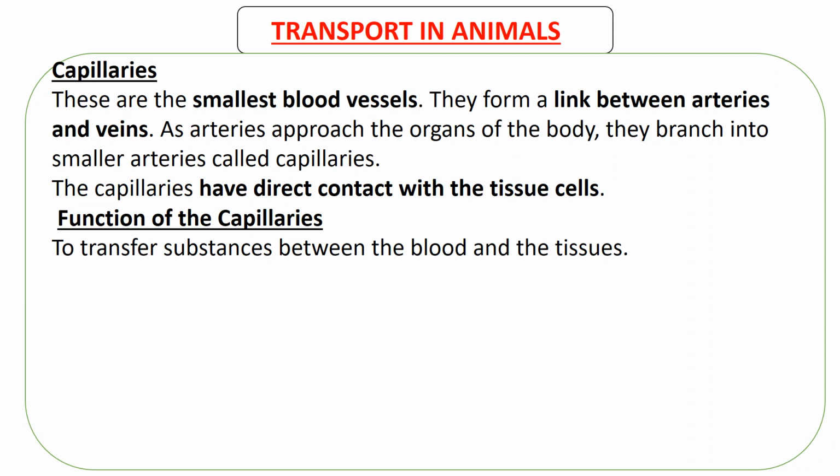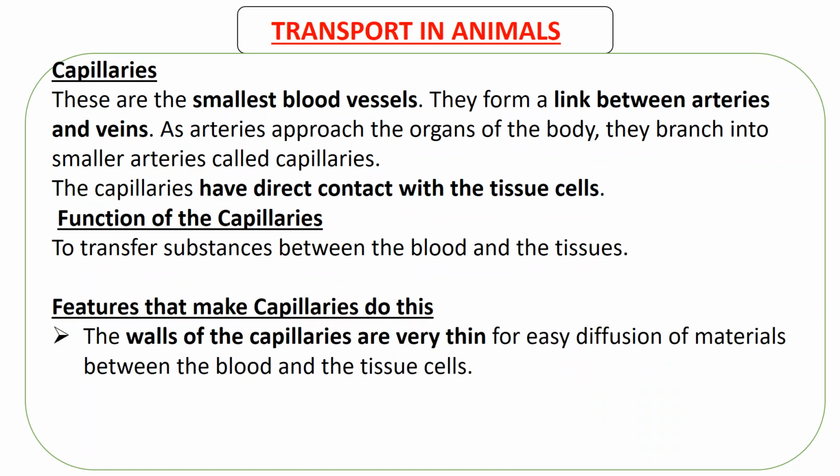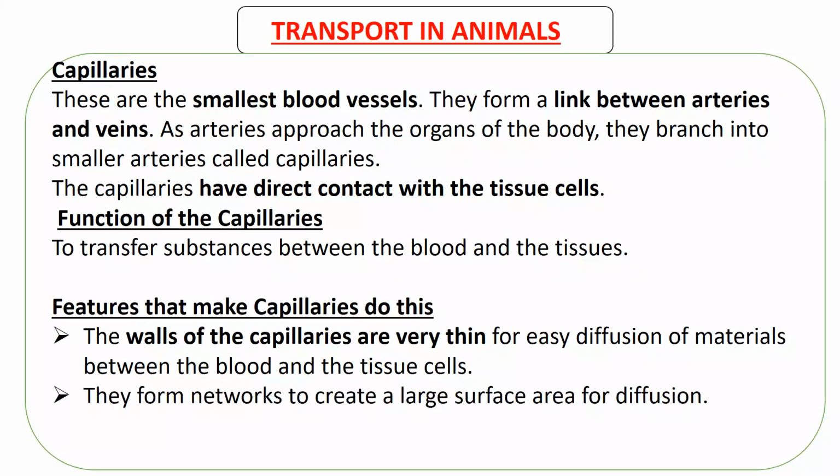How do they do this job so well? First, the walls of the capillaries are very thin for easy diffusion of materials between the blood and the tissue cells. Secondly, they form networks to create a large surface area for diffusion. Remember, the greater the surface area, the greater the rate of diffusion. So they form networks so that there is a large surface area for diffusion.